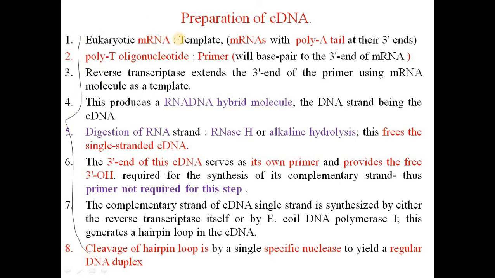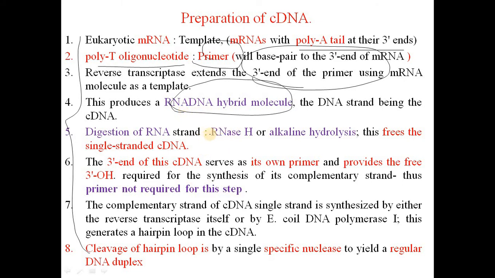Eukaryotic mRNA is used as a template, with a poly A tail at its 3' end. A primer like a poly T oligonucleotide base pairs to the 3' end of the mRNA, and reverse transcriptase extends the 3' end of the primer using the mRNA as a template, giving a DNA-RNA hybrid molecule.